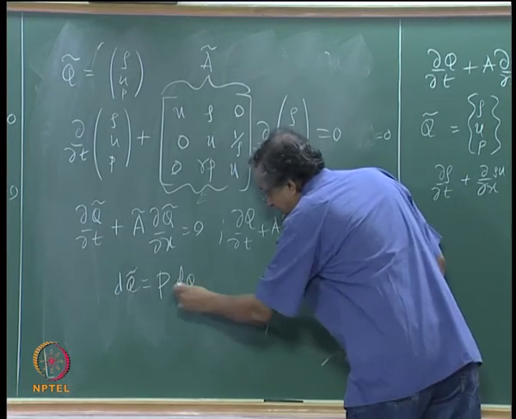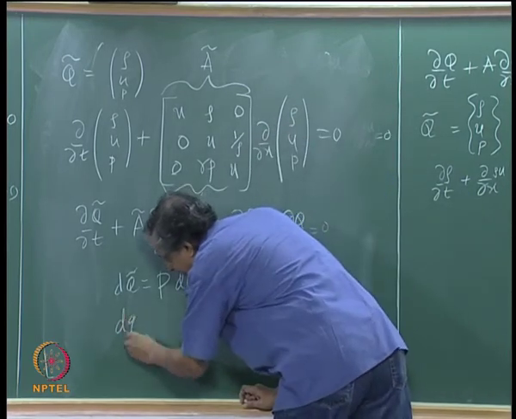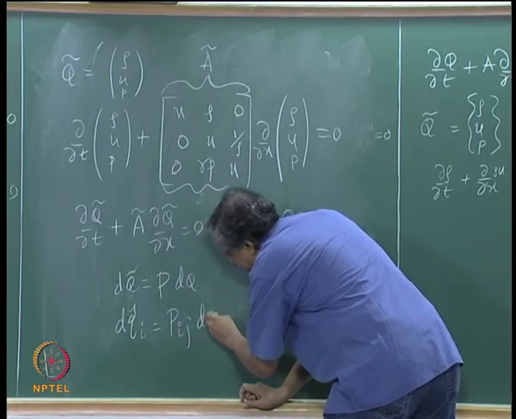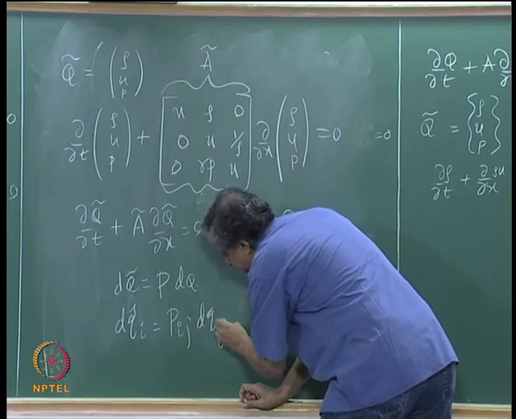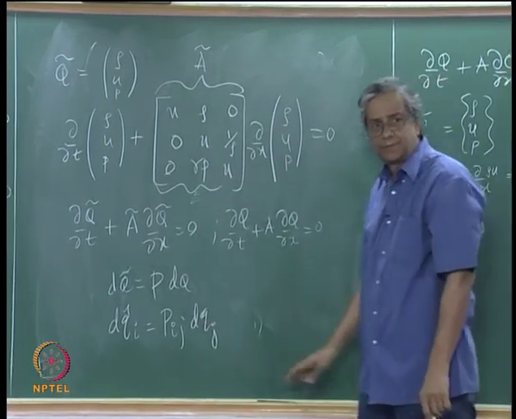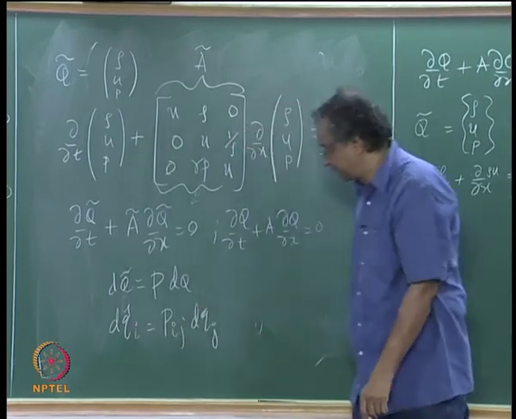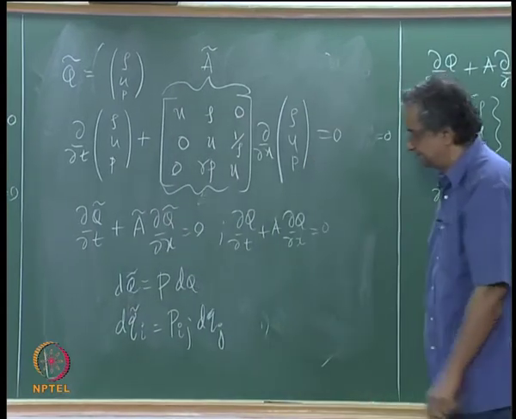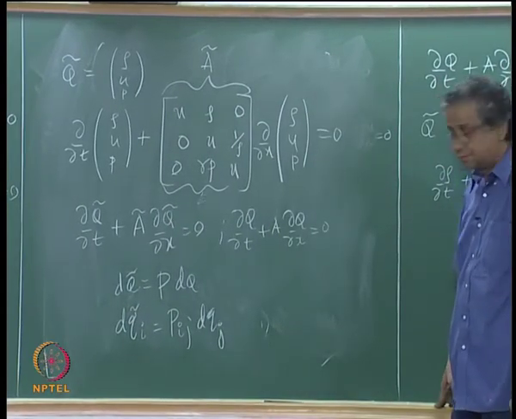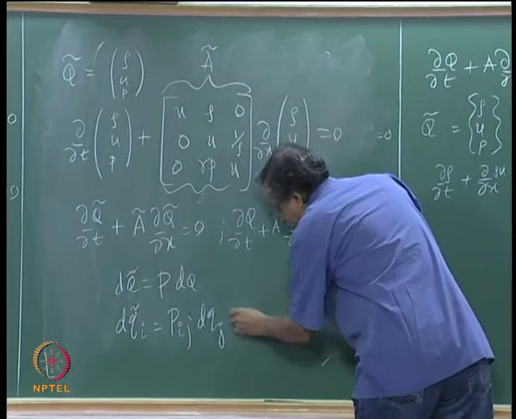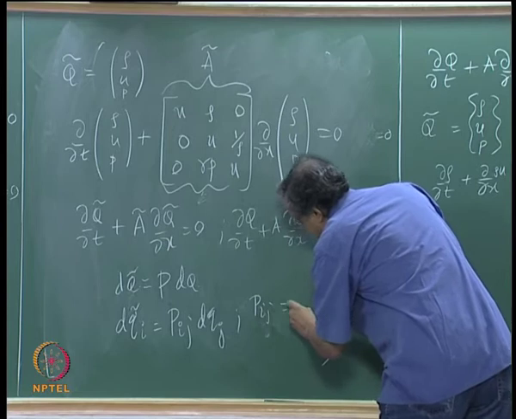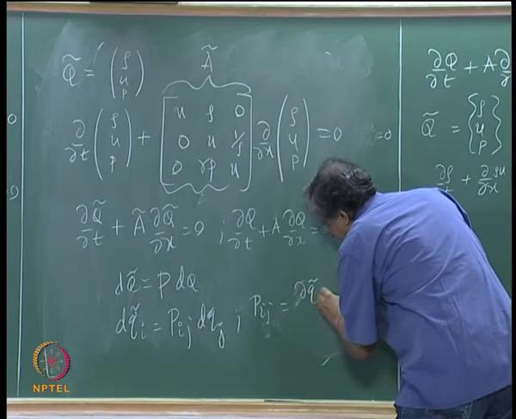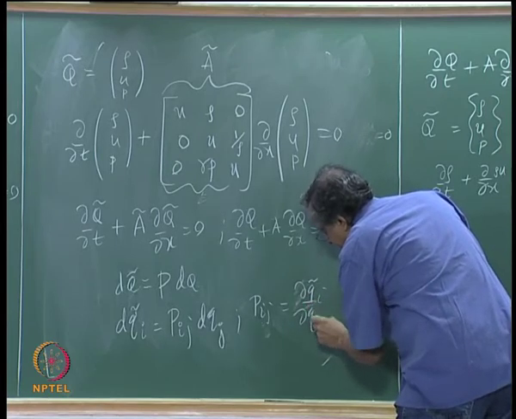What is P? In index notation, this could say dq tilde i is P_ij dq_j. You understand? The matrix components. Component wise, that is how it would be written. Or we are basically saying that P_ij is dou q tilde i by dou q j.